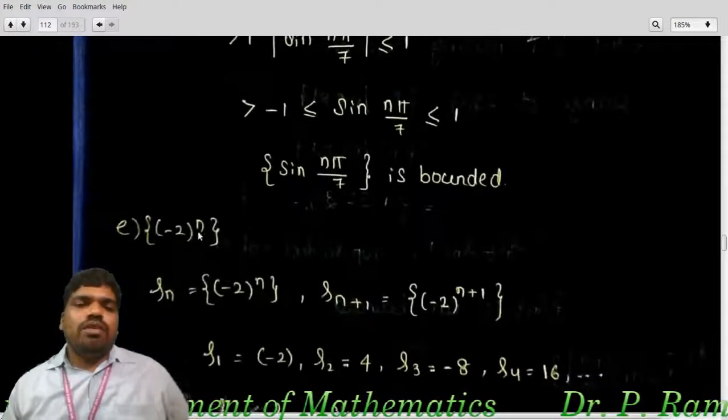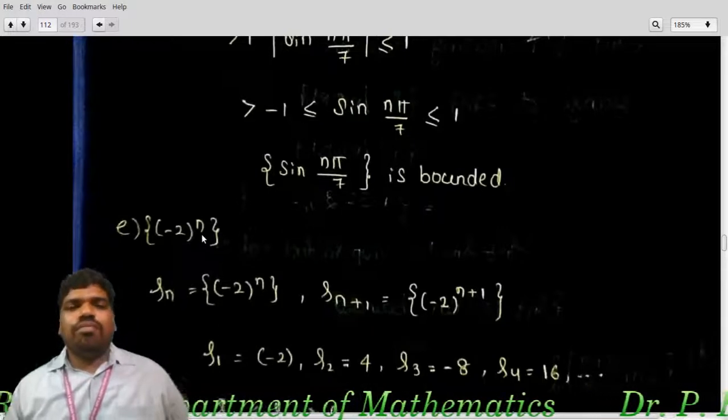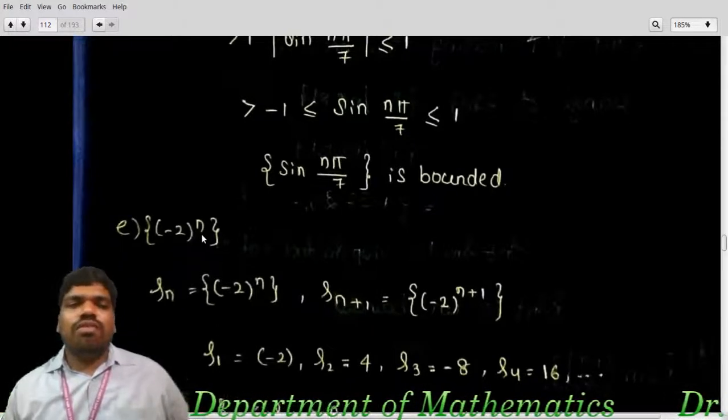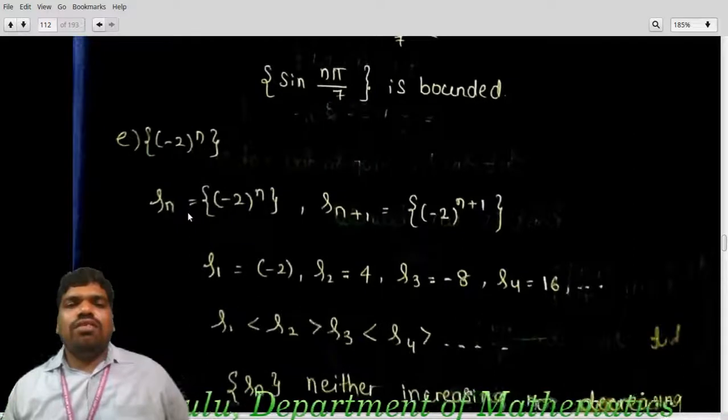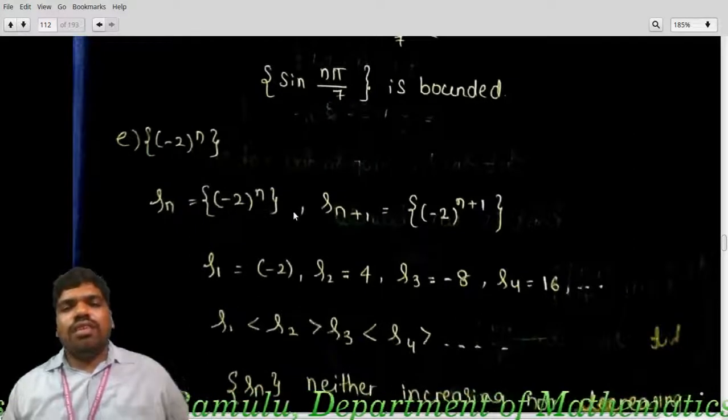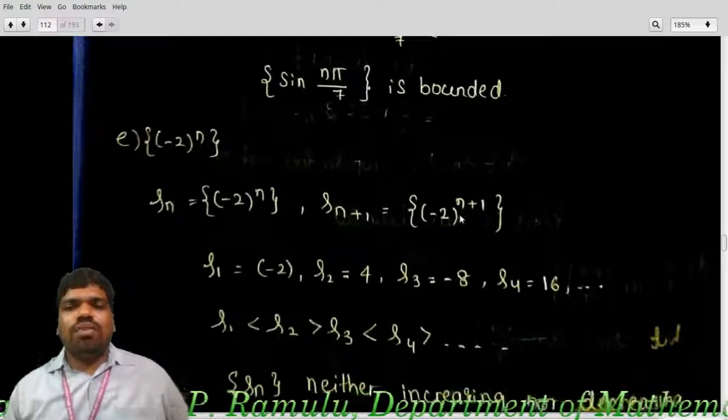Next, minus 2 whole power of n. Sn is equal to minus 2 whole power of n, and Sn plus 1 equals minus 2 whole power of n plus 1.